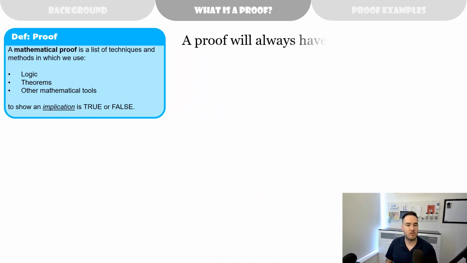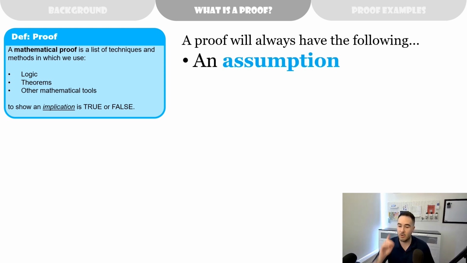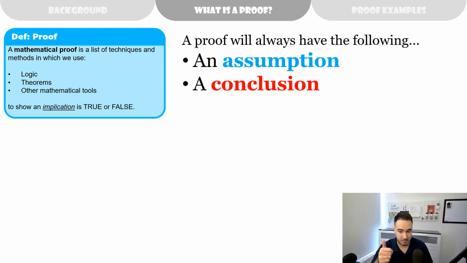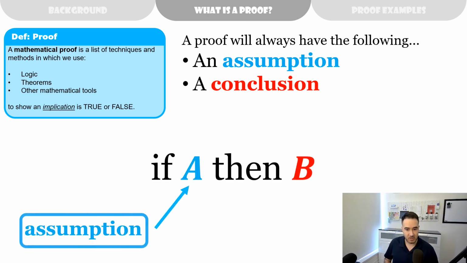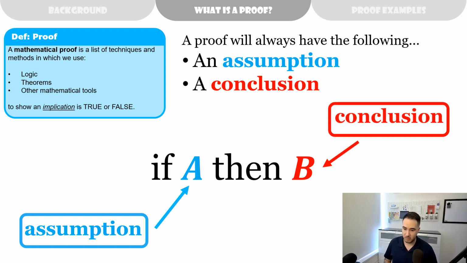But first we need to state one more thing. A proof will always have a few things. It will always have an assumption, and it will always have a conclusion. Now, if your proof is written in the form of an implication, if A is your assumption, then B is your conclusion. And it is very important for assignments, quizzes, and exams to get very good at identifying in a question what is the assumption and what is the conclusion.